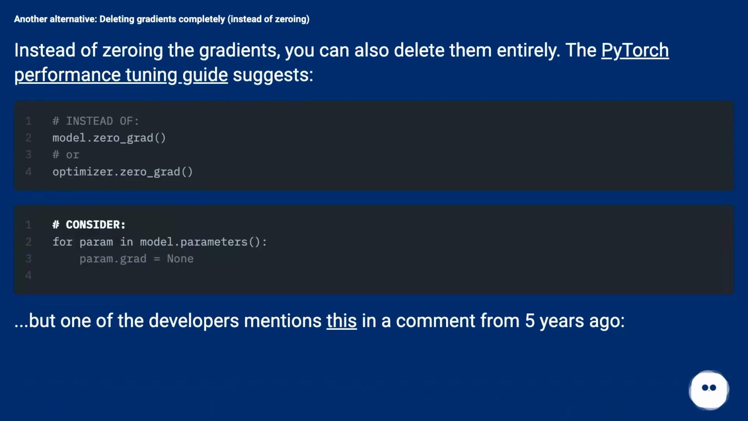Another alternative: deleting gradients completely instead of zeroing. Instead of zeroing the gradients, you can also delete them entirely. The PyTorch Performance Tuning Guide suggests this. But one of the developers mentions this in a comment from 5 years ago.